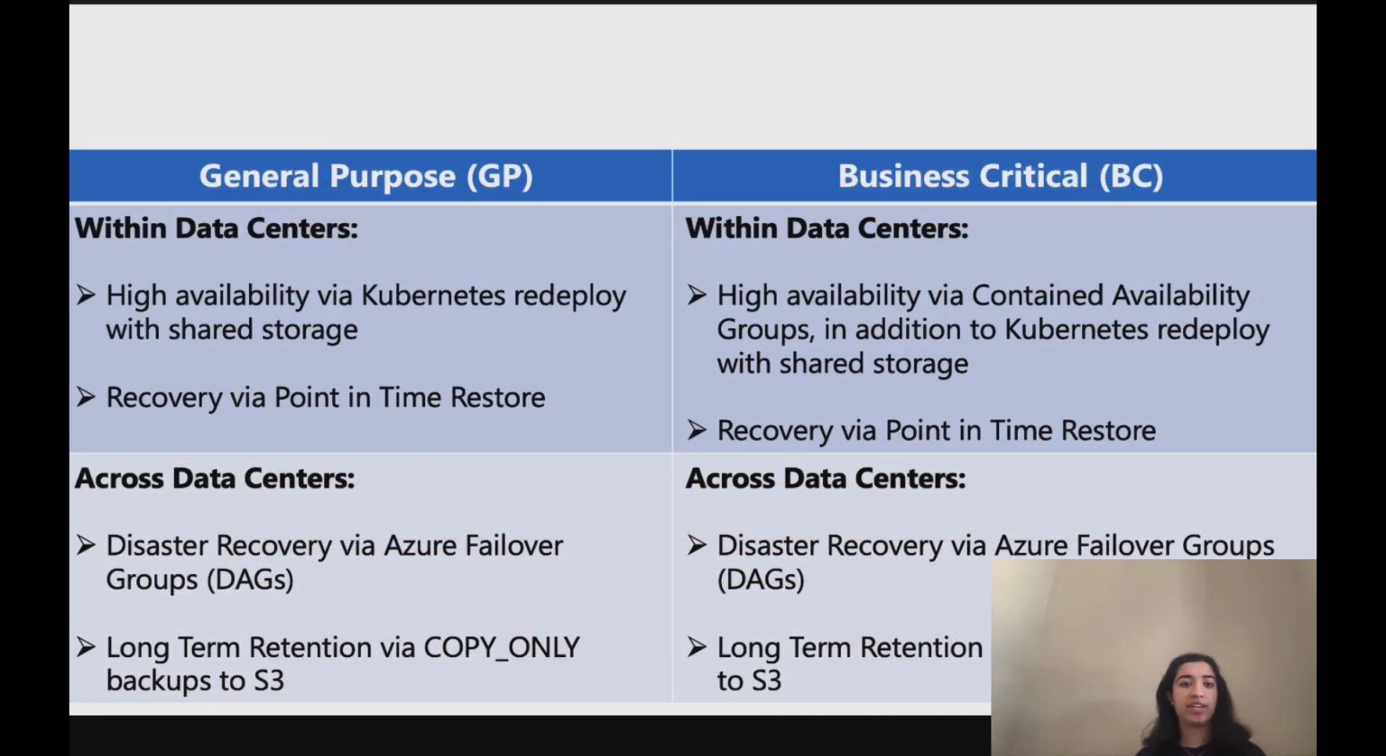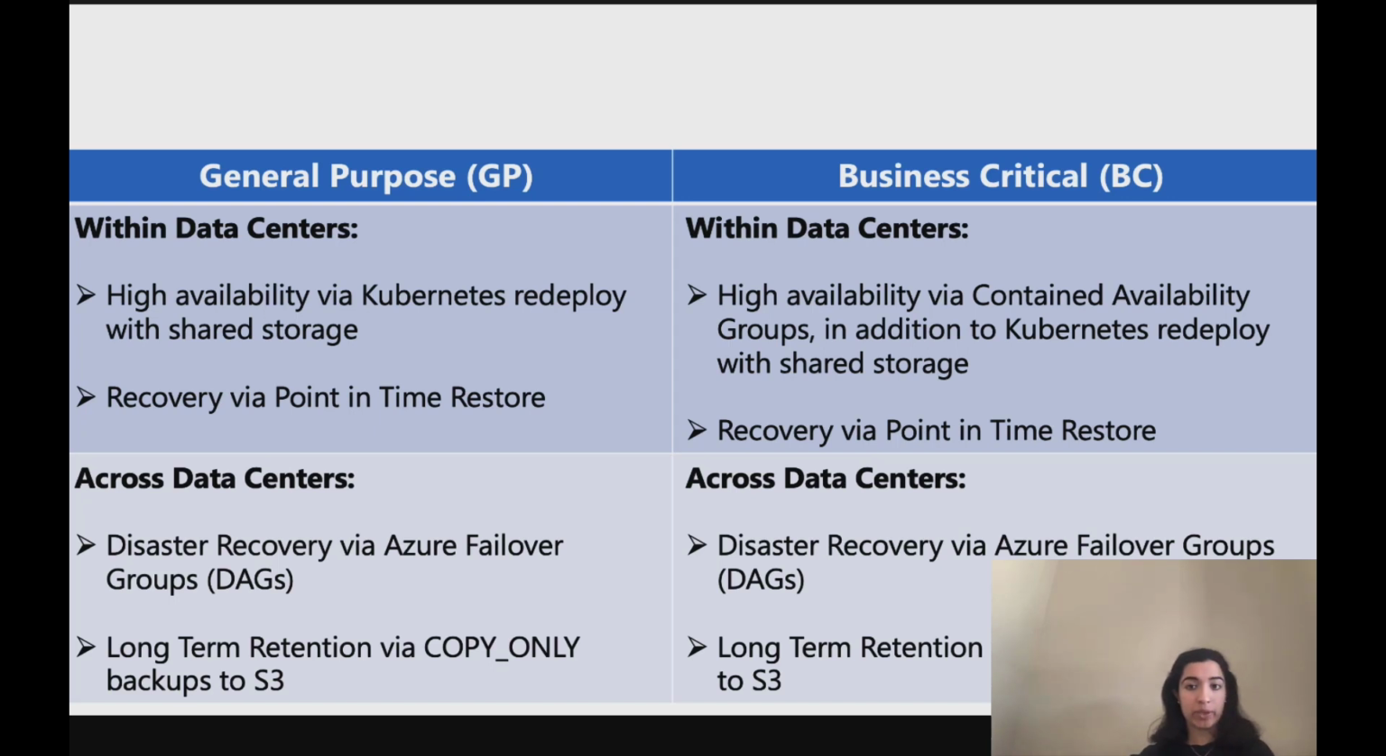Now let's dive into high availability in more detail. So general purpose high availability, as I was talking about earlier, is provided by Kubernetes redeploying the pod if there was a failure. Again, this can take a minute or two to deploy that pod, so you might have application downtime. Now, recovery happens with something that we call point-in-time restore. Backups and restore also happen the same way in Arc-enabled SQL managed instance and in Azure.